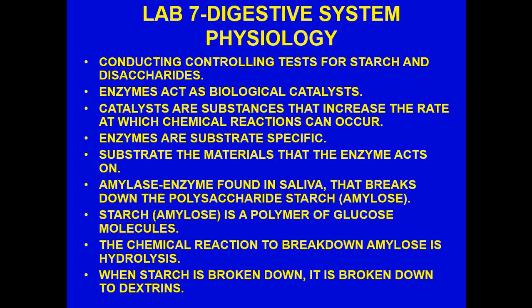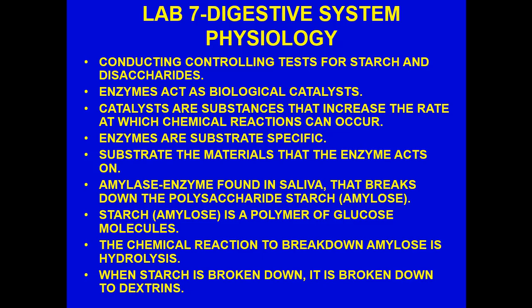Now, when we talk about digestion, we don't just talk about the organs. What do they do? How do they convert food into basic components such as fatty acids, amino acids, and monosaccharides? One part of that we're going to be reviewing today is looking at controlled tests for starch and disaccharides.